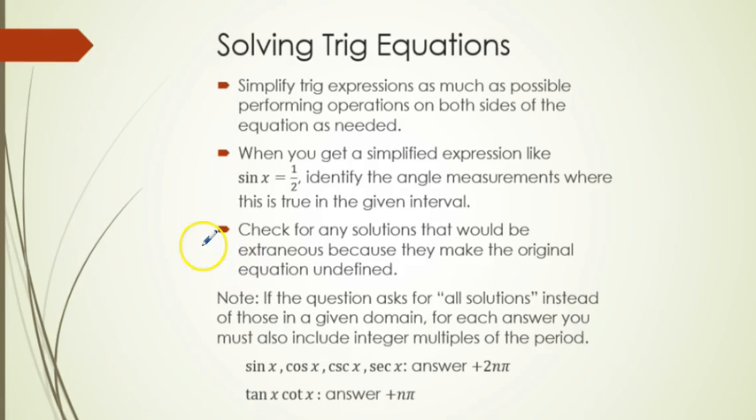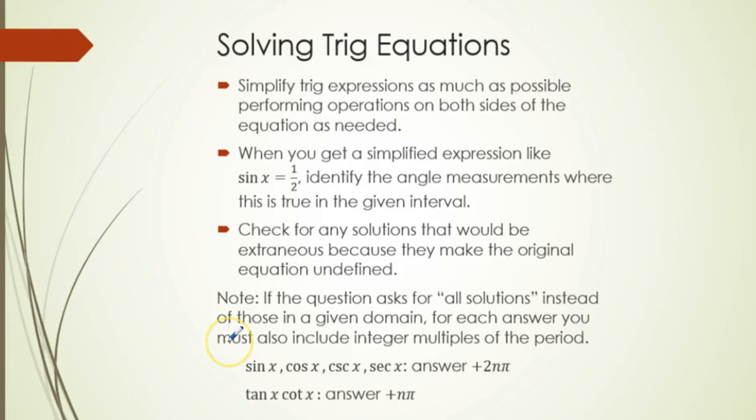One thing that's frequently forgotten is to check for any solutions that would be extraneous. So if you get an answer of 0, for example, but in the original equation that you were given, it would have made the denominator equal to 0, then you would have to actually exclude that answer, since it's what we define as extraneous. So anything that makes your equation undefined, you have to cross those answers out.